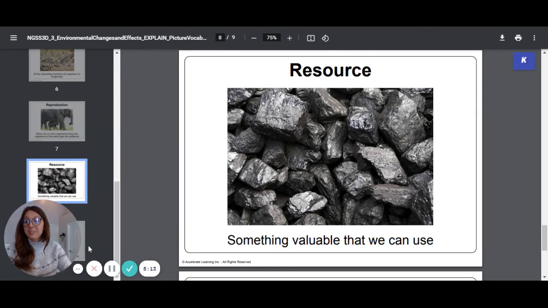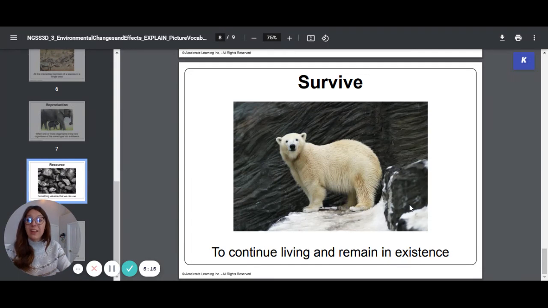Our next word is our last word, and that is the word survive, which you probably know. Say the word survive. Good. Survive just means to continue living or to remain in existence. That means you exist, right? Here we can see a polar bear. It's alive, so it has survived, right? If there was a threat to it, we know that this animal survived because it's alive in our photo. All right, those are our words for this unit.